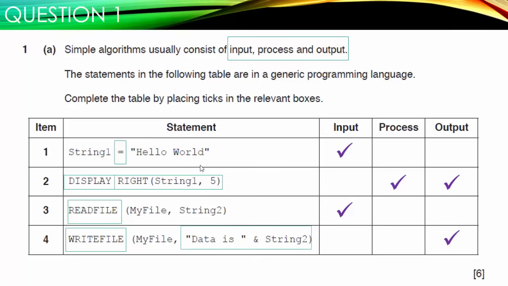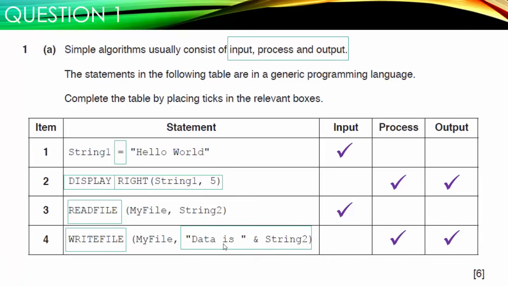But notice here we have my file, and then data is, and then we're concatenating that with string 2, whatever that may be. So data is and string 2, because we're writing to the file, we're not just writing a string, we are manipulating that, and because we are adding the data is, that is process.